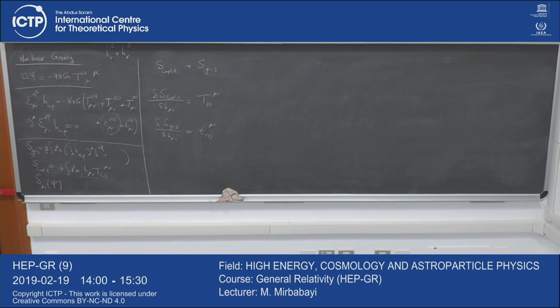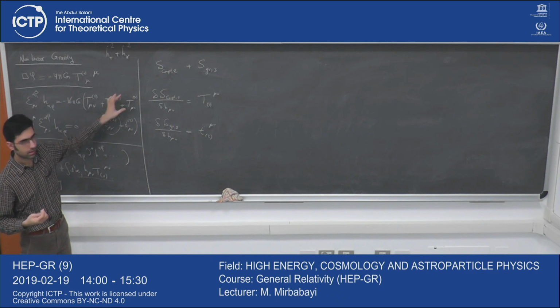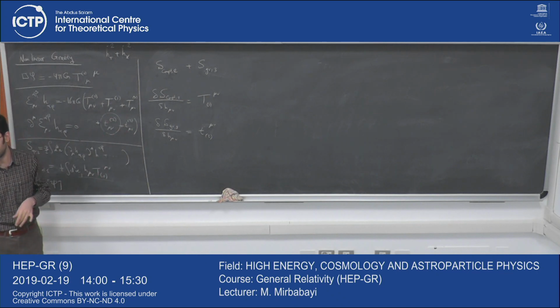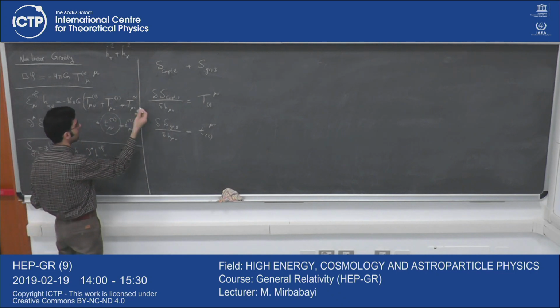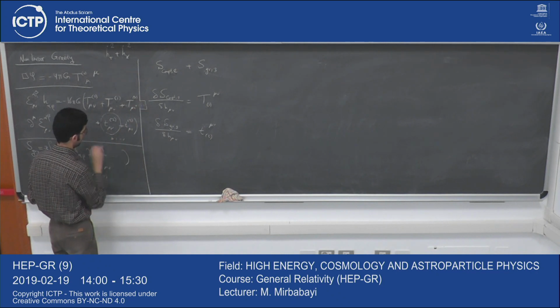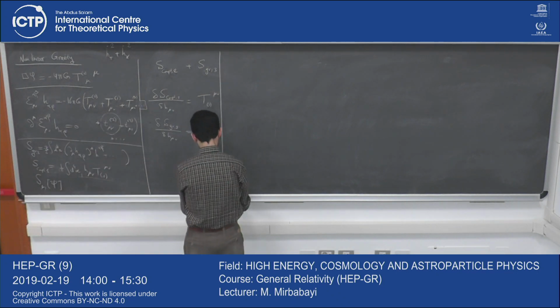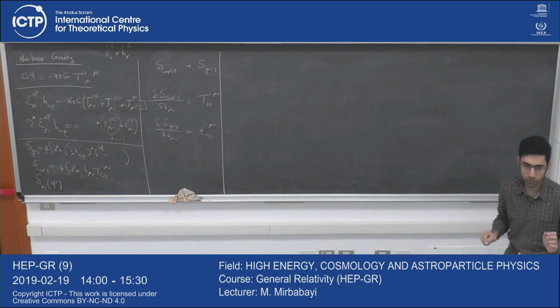Now I guess we can imagine what is going to happen. I'm going to write the action that reproduces this term, and the action that reproduces this term, and then I have to derive the energy momentum tensor of those and add them, and this procedure continues forever. Now the claim is that if you continue it forever, you get the Einstein theory of gravity.